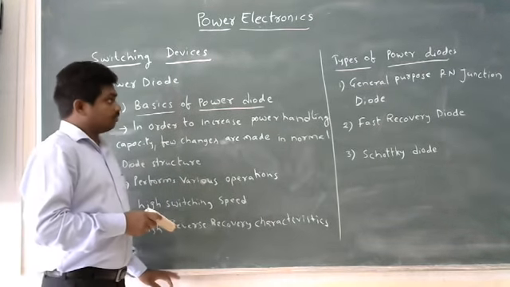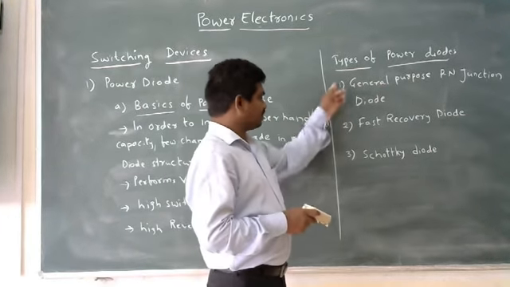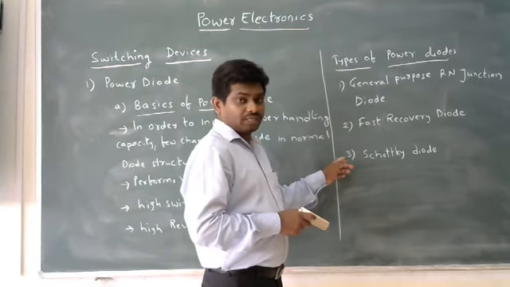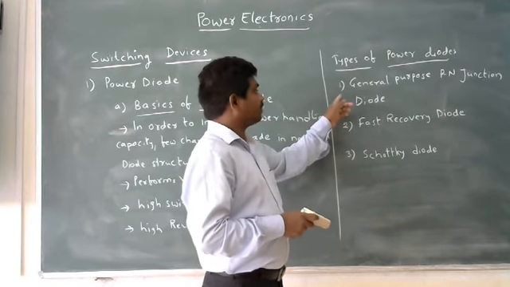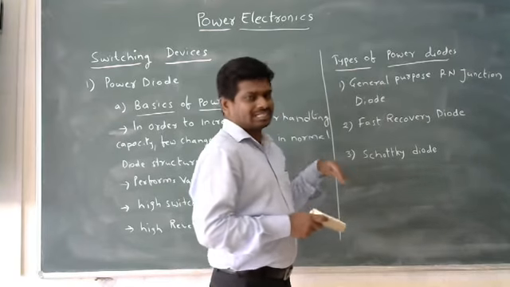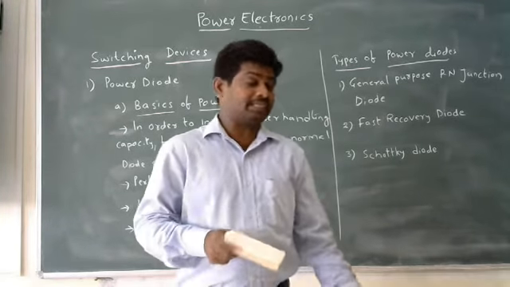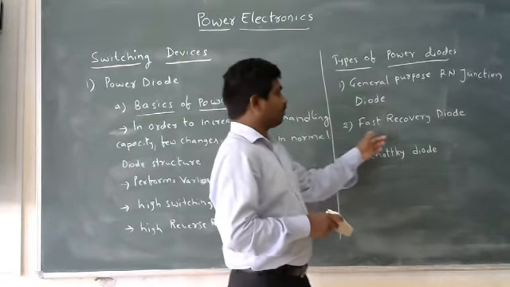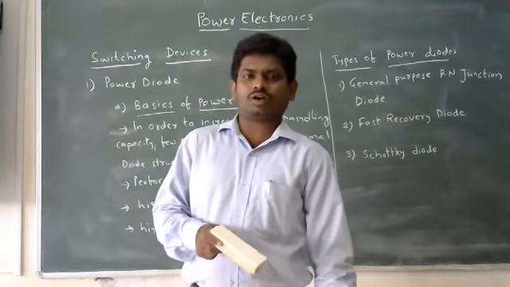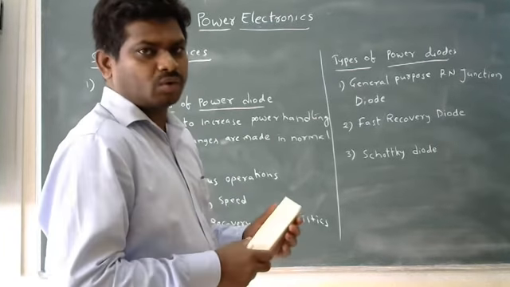So, when we see the different types of power diodes, there exist three different types which we are using in power electronics. The first one is the general purpose PN junction diode, and it's the same as our normal diode, but the doping levels of this PN junction diode are different. The fast recovery diode, Schottky diode. These are all common in normal diodes also, but when you use them for high power applications, we are going to give more doping values.